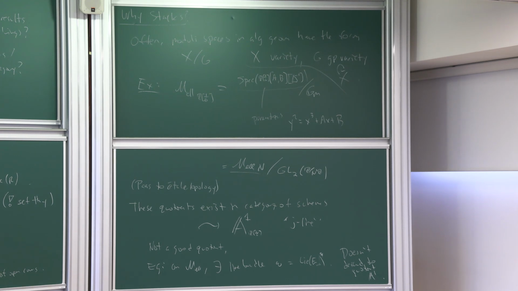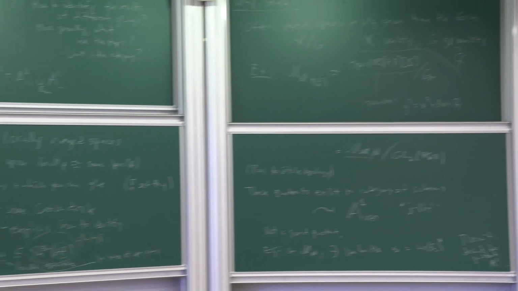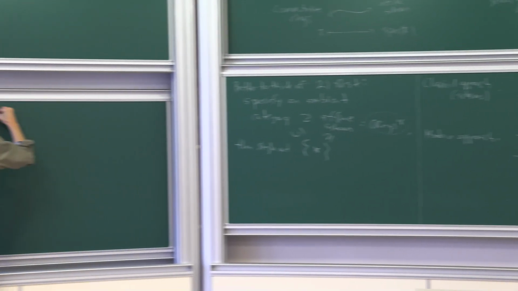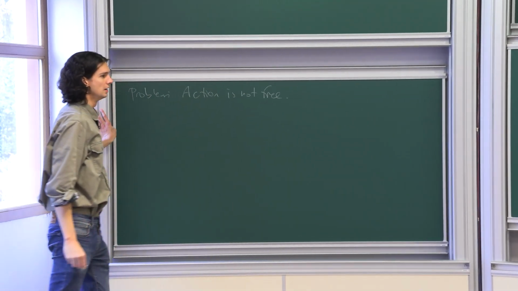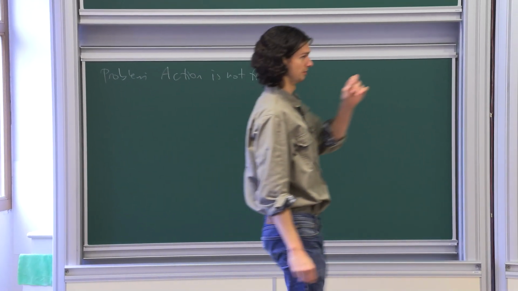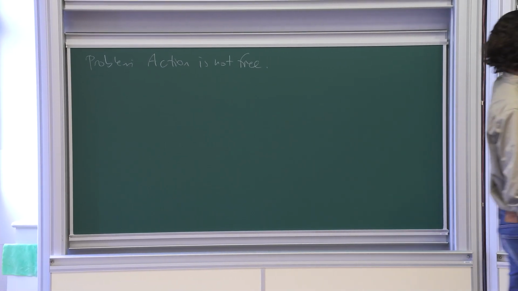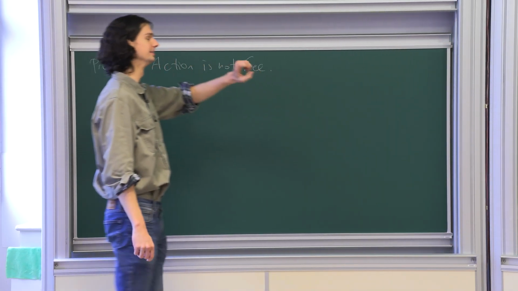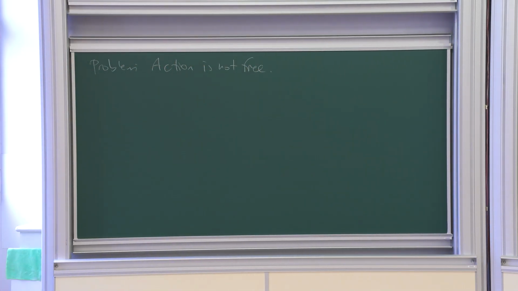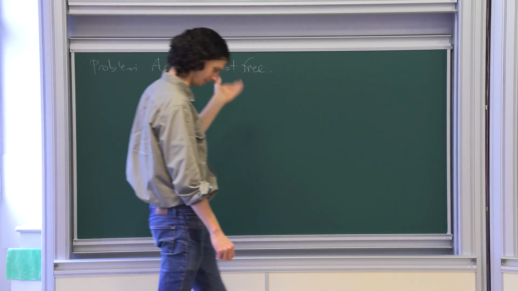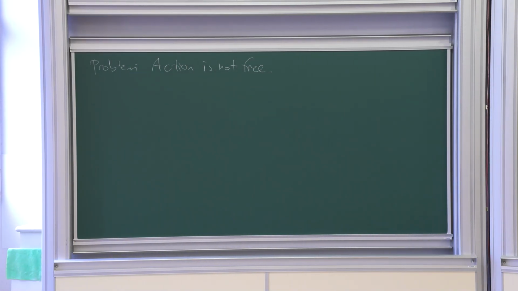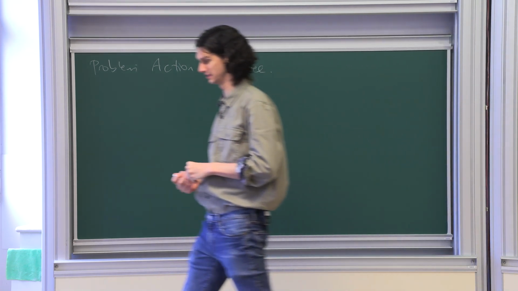Okay. So what's the problem? The action is not free. That's the basic problem. There are some elliptic curves with extra automorphisms. Well, every elliptic curve has an extra automorphism, minus 1, but anyway, there are some elliptic curves with more automorphisms. Because the action isn't free, the quotient is collapsing too much. The naive quotient in schemes is collapsing too much.